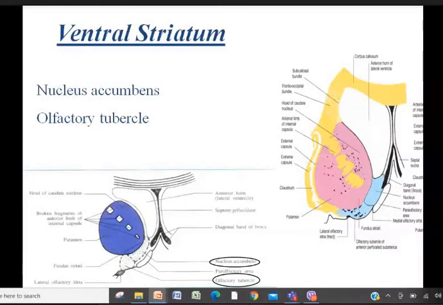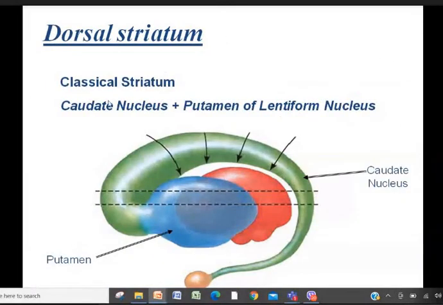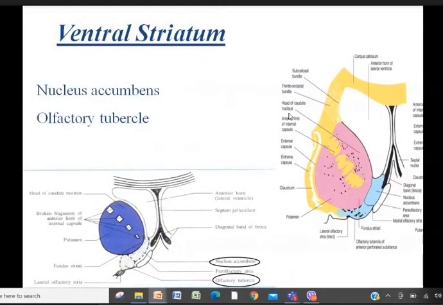What are the contents of ventral striatum? What are the contents of dorsal striatum? So in dorsal striatum, you have to say caudate nucleus and putamen of lentiform nucleus. Whereas ventral striatum is formed by the nucleus accumbens and olfactory tubercle.